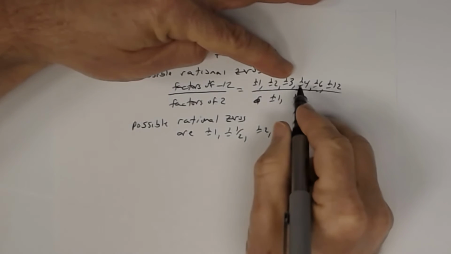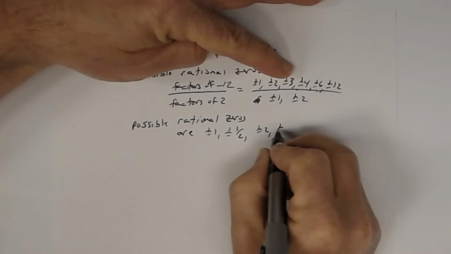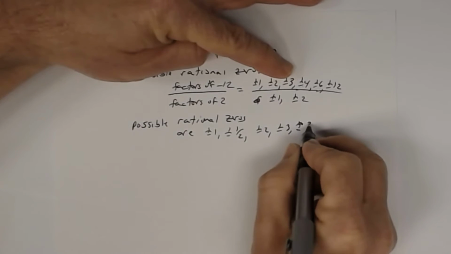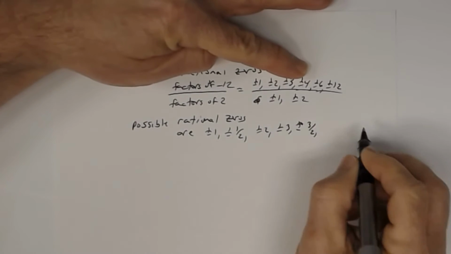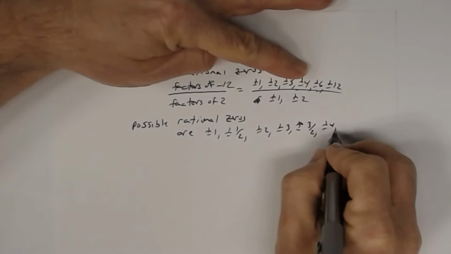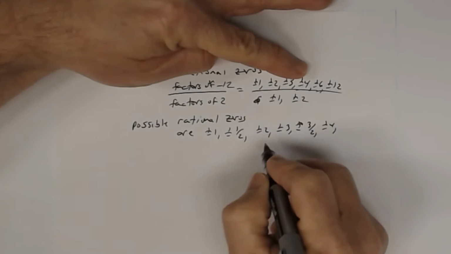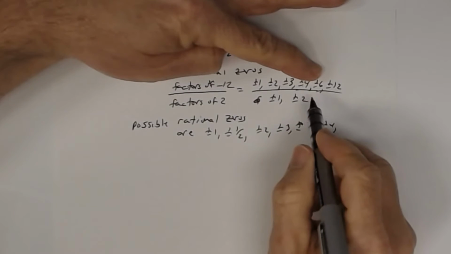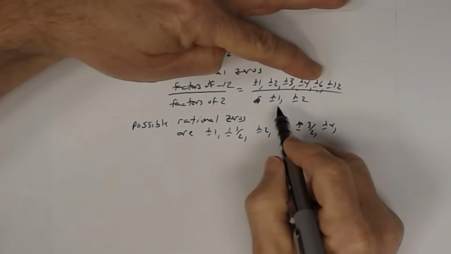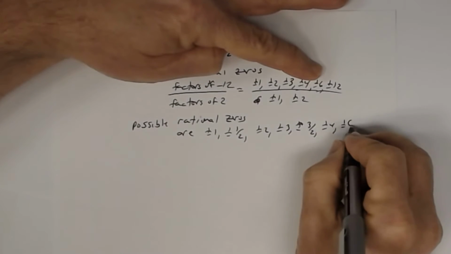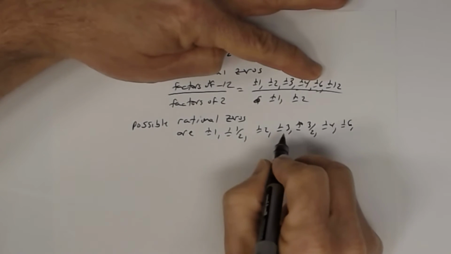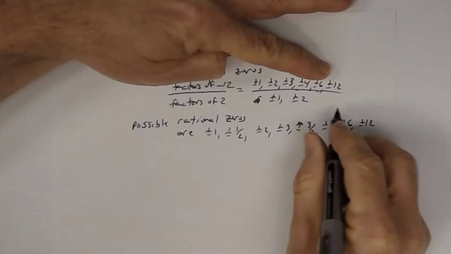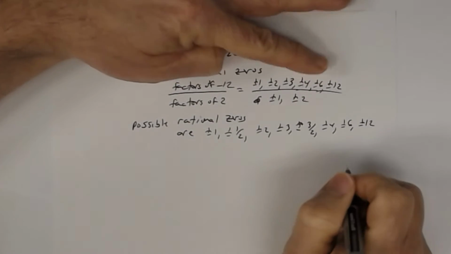Let's go to the 3. 3 divided by 1 is 3, so plus or minus 3. 3 divided by 2 is 3/2, so plus or minus 3/2. 4 divided by 1 is 4, so plus or minus 4. 4 divided by 2 is 2, I already have it listed. 6 divided by 1, I'm sorry, I don't have it listed, so plus or minus 6. 6 divided by 2 is 3, I already have it listed. 12 divided by 1, I don't have it, so it's plus or minus 12. 12 divided by 2 is 6, I already have it listed.